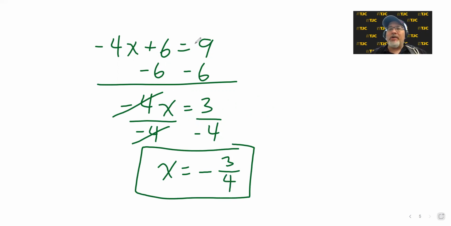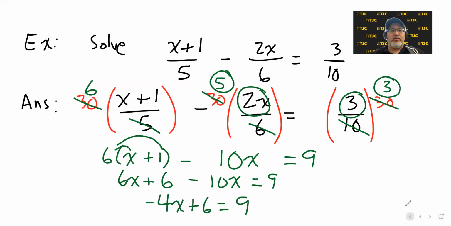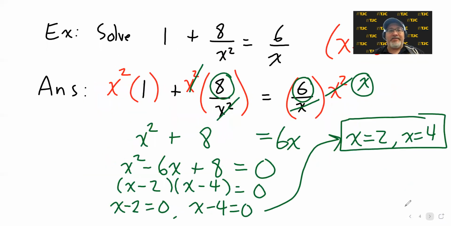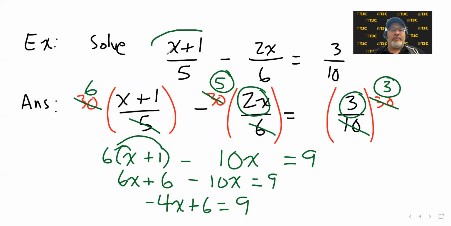So yeah, type 1 rational equations are rational equations whose denominators are monomials, even if their numerators aren't. Because again, in this third one, we had a numerator that was a binomial, but we were focusing on the denominators because that's the obstacle we're trying to overcome. Oh, well, that wasn't too bad.